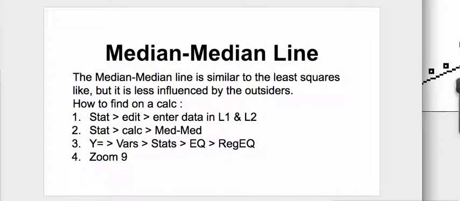The median line is just like the least squares line, but it's less influenced by the outsiders, or the outliers. And here are the steps for how to find that on the calculator.